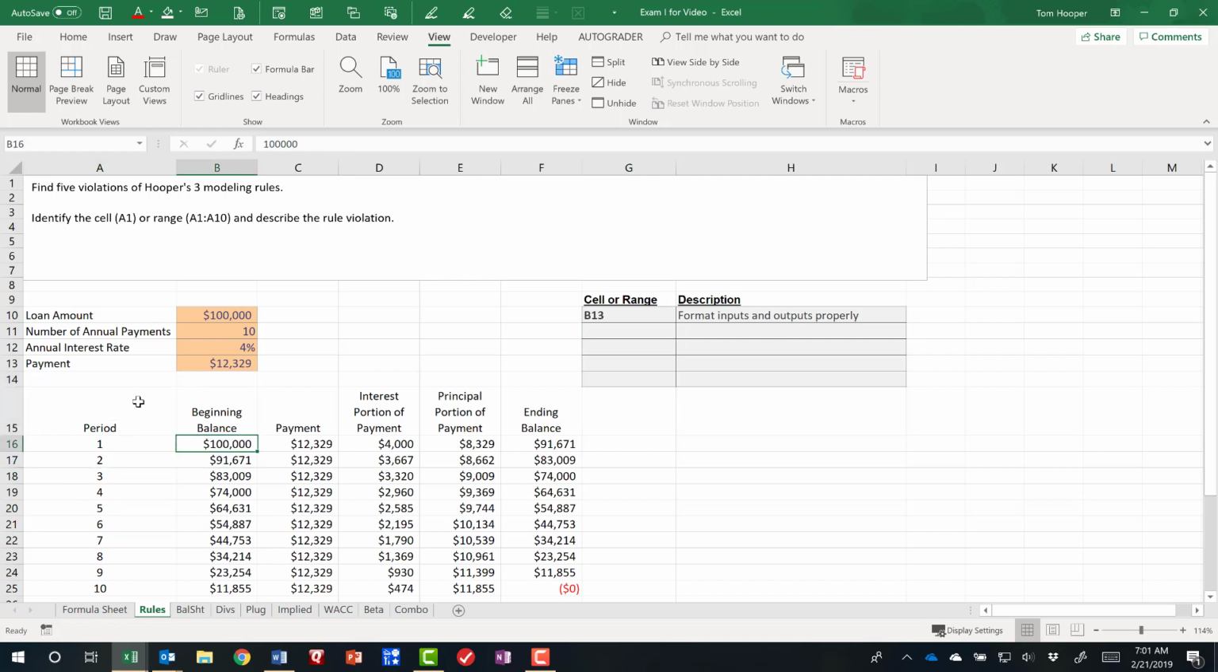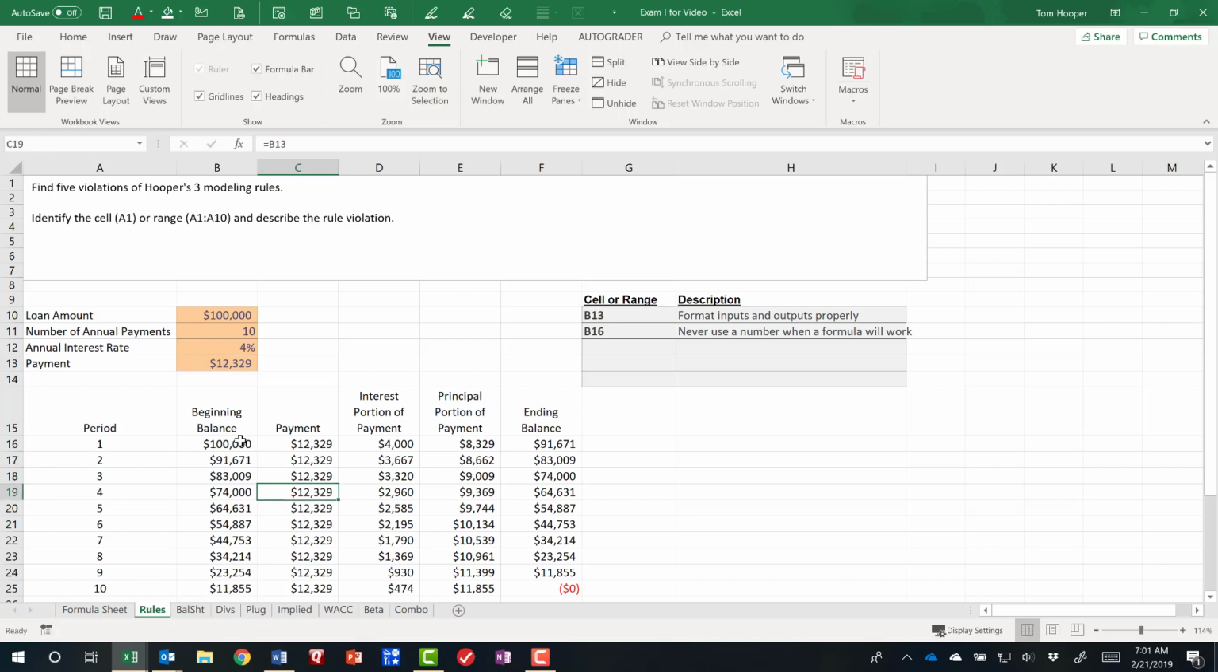Beginning balance, whoa, that's a value. So if I changed this input, it would not change that cell because there's a value in that cell. So B16, whatever. Okay, and let's look at the other formulas in there. Equals F16. F17 looks like we're just referring to a formula that we can copy down. Good there. Okay, payment. That's referring to B13 like it should.